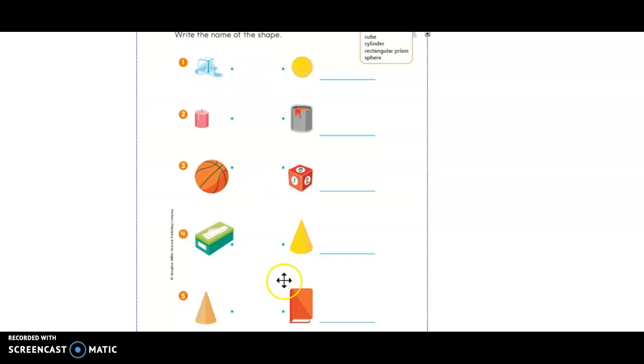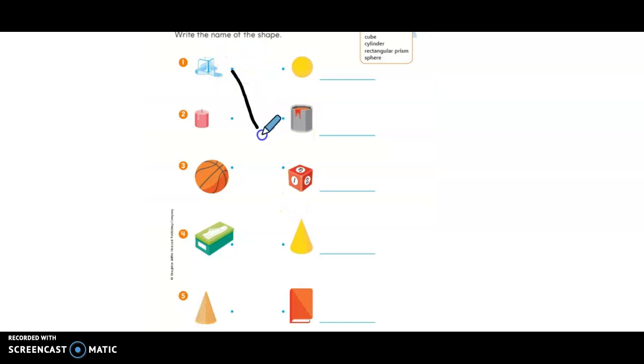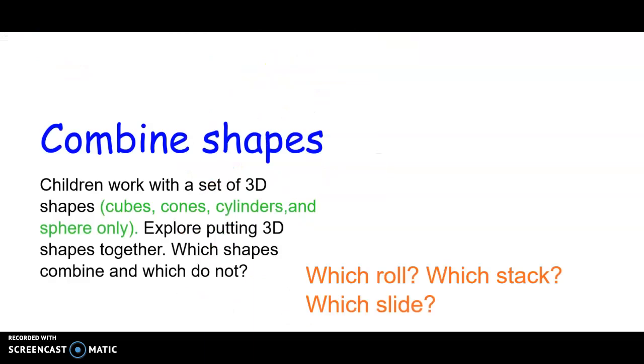Cube, which one on this side also looks like a cube? Yep, the dice. So you would take and draw the line in between. And then on the line here, you would write cube. Good. Okay, see if you can do the rest. What else looks like this? The cylinder. Okay, see if you can figure it out and write it on the lines.